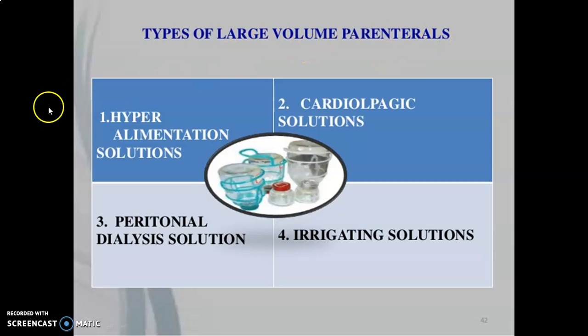Types of large volume parenterals are, first, hyperalimentation solutions, second, cardioplegic solutions, third, peritoneal dialysis solution, and fourth, irrigation solution.